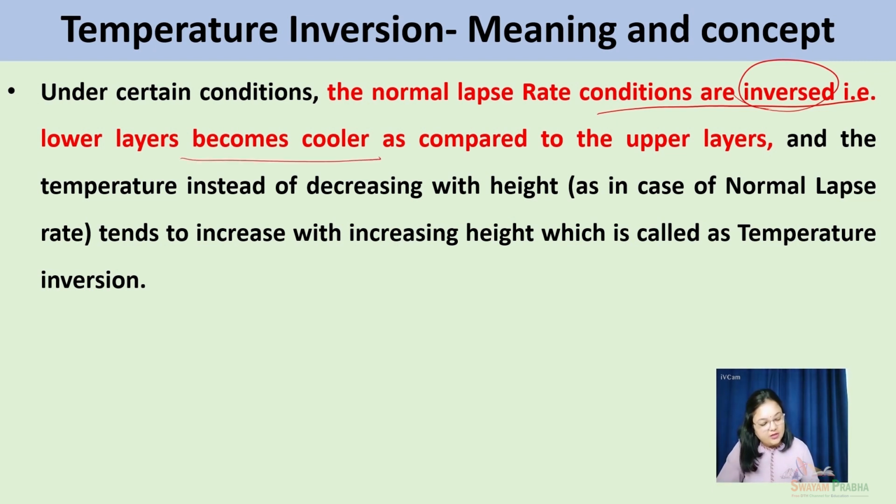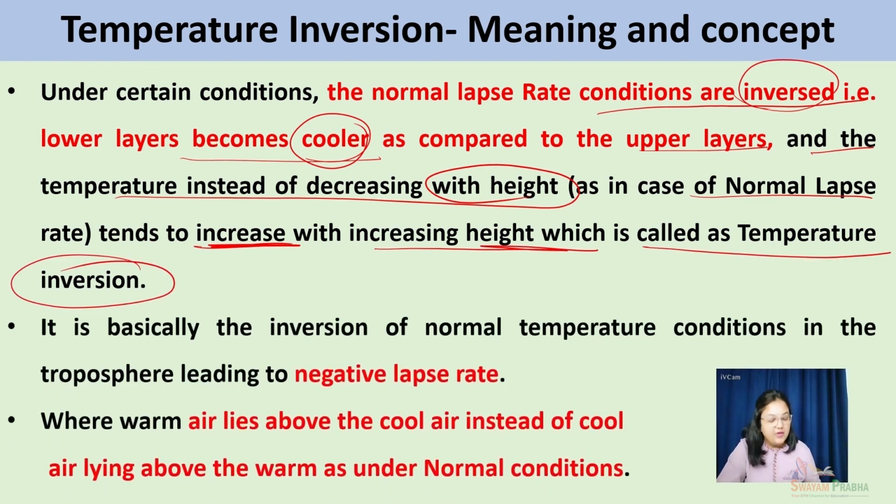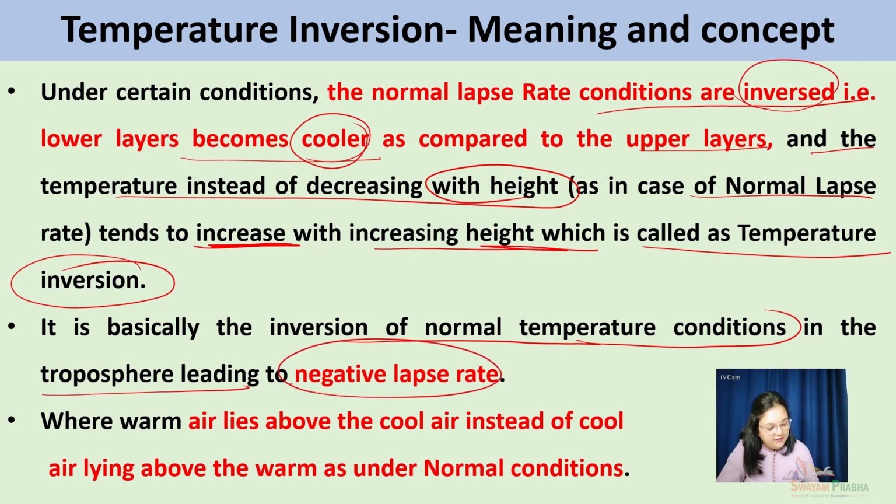The lower layers become cooler as compared to the upper layers, because in temperature inversion, the layers which are below become cooler. So your normal lapse rate conditions are not prevailing anymore, and the temperature, instead of decreasing with increasing height as in the case of normal lapse rate, tends to increase with increasing height, which is called temperature inversion. So it is basically the inversion of normal temperature conditions in the troposphere leading to negative lapse rate.